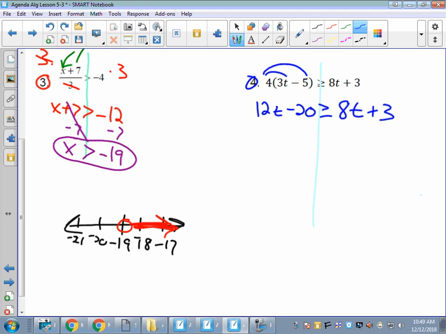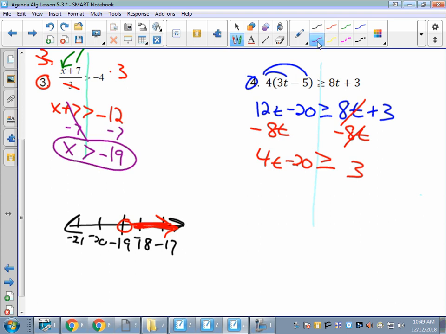Well, now we've got variables on both sides. So my goal is always to try and get the variable on one side. So I'm going to go ahead and subtract 8t from each side. That way, I know over here on the right-hand side that cancels out, and I'm just left with a 3. And on the left-hand side, 12t minus 8t is 4t, and I've got a minus 20, just like when we solved equations. Again, I can bring my inequality symbol down. Haven't had to change anything yet.